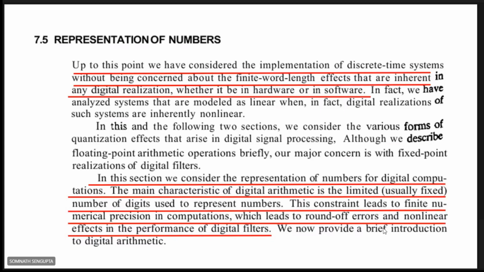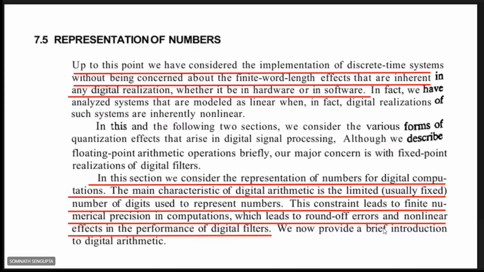So next we'll study representation of numbers. So we have seen different filter characteristics, the implementation of different filters, and we have seen that filter coefficients play a big role in getting some characteristics. It may be in the spectral domain.